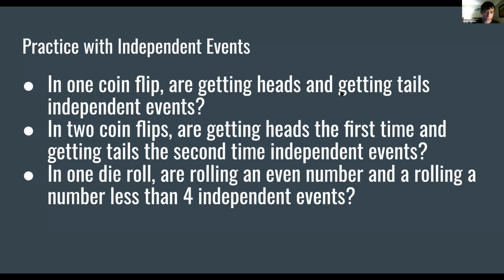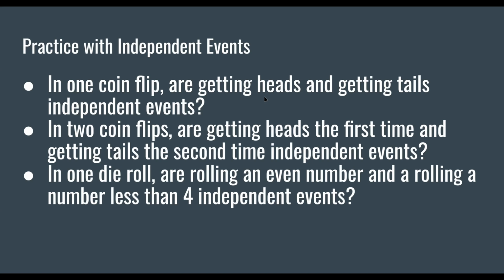I've seen a few people say yes. Think about it: if I flip a coin once and get heads on that flip, does that affect the probability of whether I also got tails on that flip? It's kind of a hard thing to think about. But actually, these two events are not independent, because if I flip a coin and I get heads, that means there's a 0% chance that I got tails. If I flip a coin and I get tails, that means there's a 0% chance that I got heads.